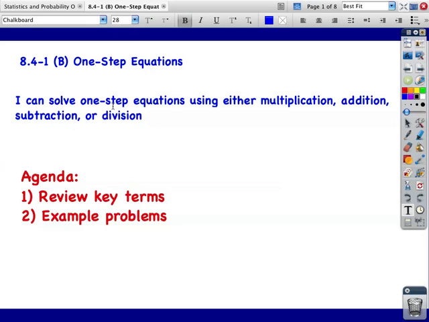Anyways, we're going to be looking at one-step equations. You guys have looked at these in the past, so this is a review lesson, and we're doing it to make sure that we're really confident in some of the basics before we move on to the advanced equations. Agenda: we're going to review some key terms and example problems. This is what you're supposed to be able to do at the end of this lesson: I can solve one-step equations using either multiplication, addition, subtraction, or division. All right, let's get started.